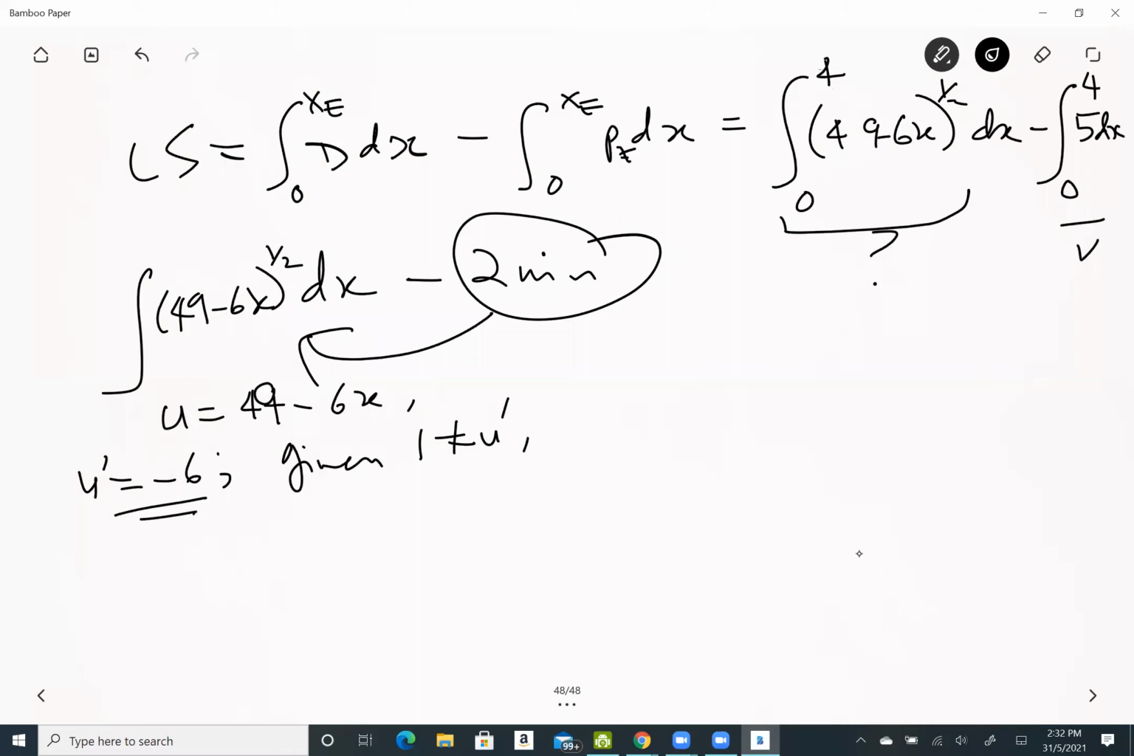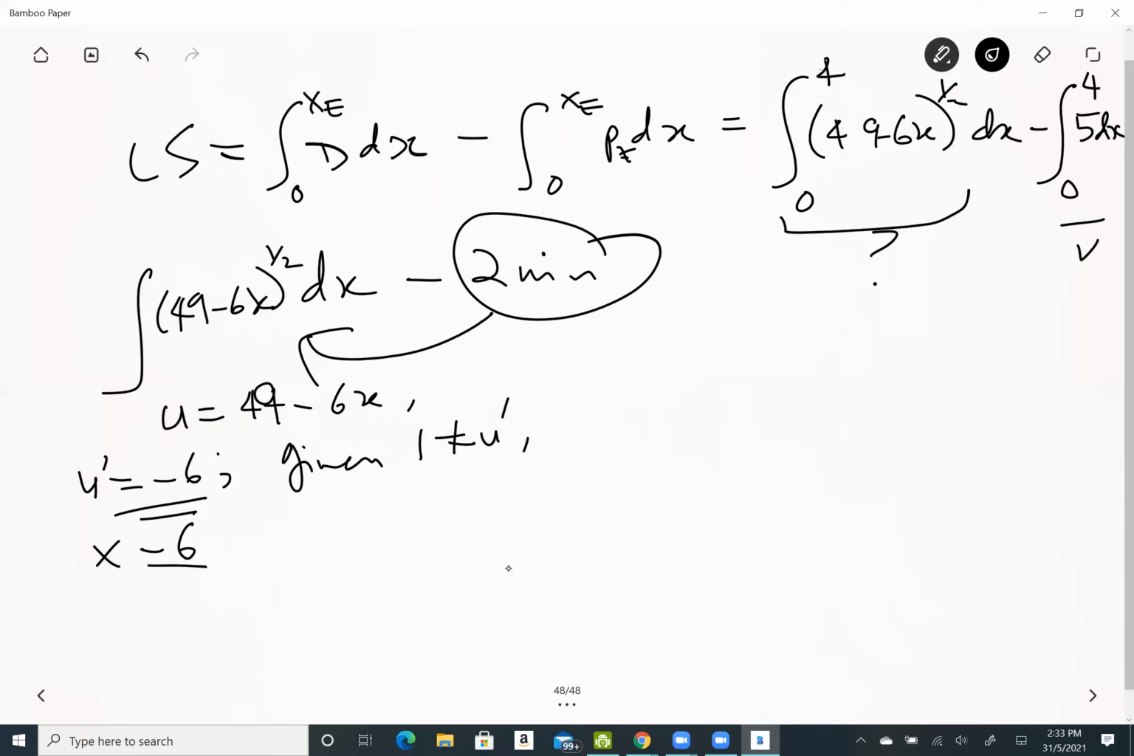Anybody? Multiply by what? What ratio? Ratio of what numbers? Negative 6 over negative 6. You multiply by negative 6 over negative 6 because we want negative 6.